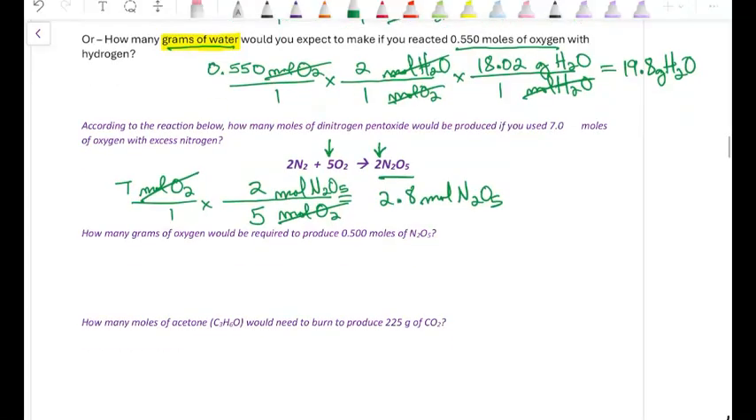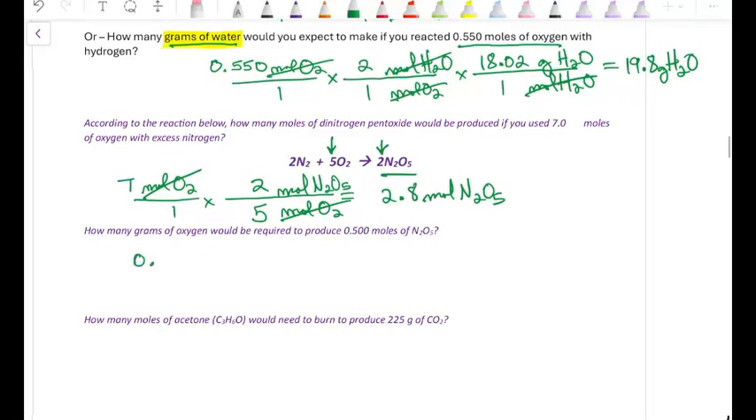All right, next up we have how many grams of oxygen would be required to produce 0.5 moles of N2O5. So see how far you can get with this one yourself. Go ahead and pause and give it a shot, starting with 0.5 moles of N2O5. Okay, so hopefully you did 0.500 moles of N2O5.